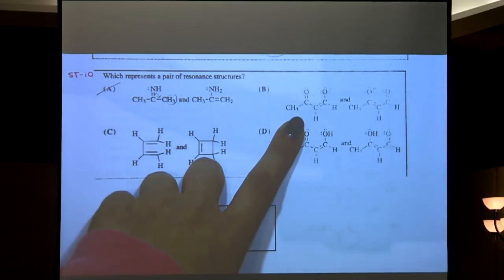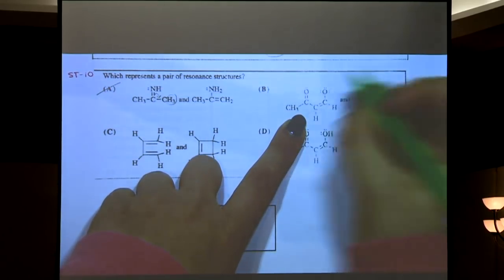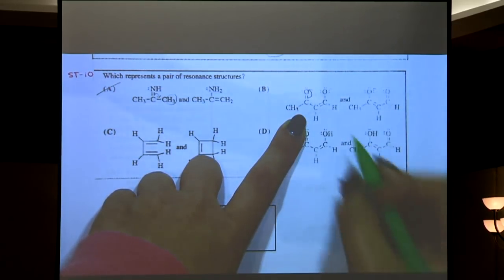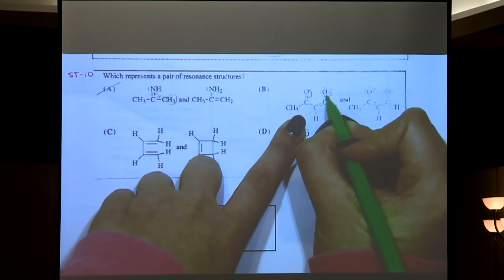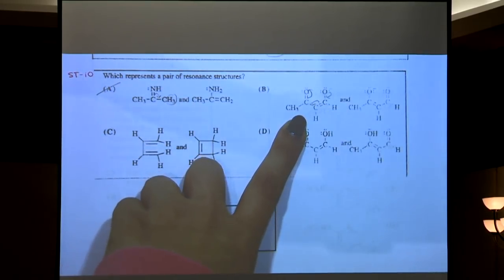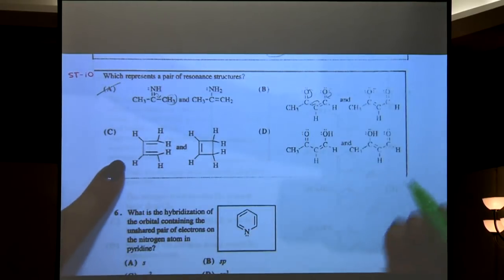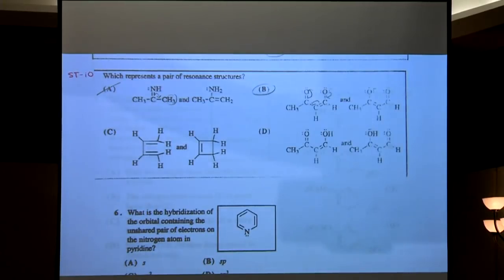B, what are they doing? Okay, they're moving this up, this down, this over here. Is that allowed? Is everything fine on that one? Looks good? Okay, so that should be the answer. I won't even bother checking the rest because that's automatically correct. Any questions? Yes?